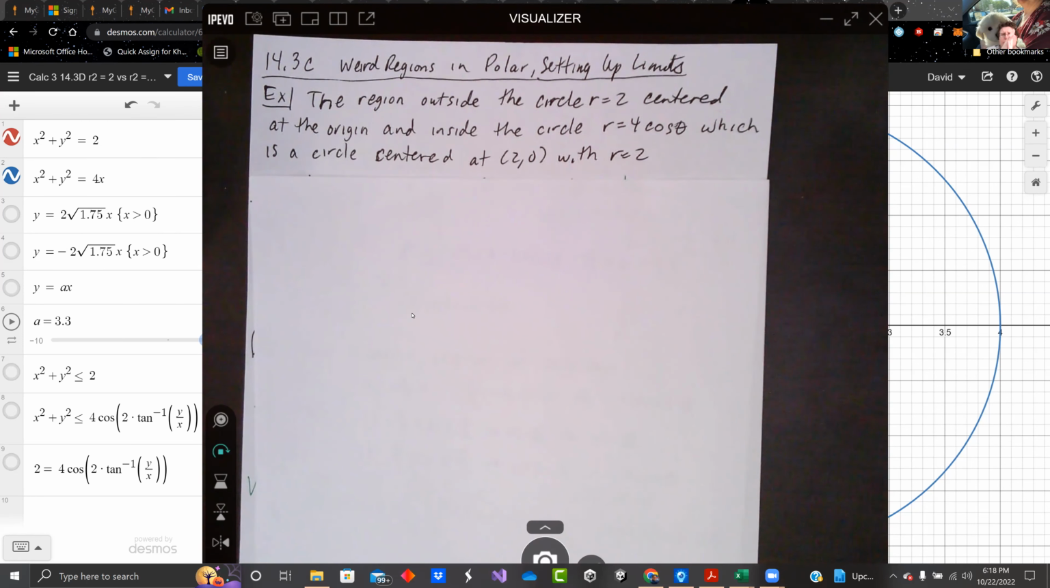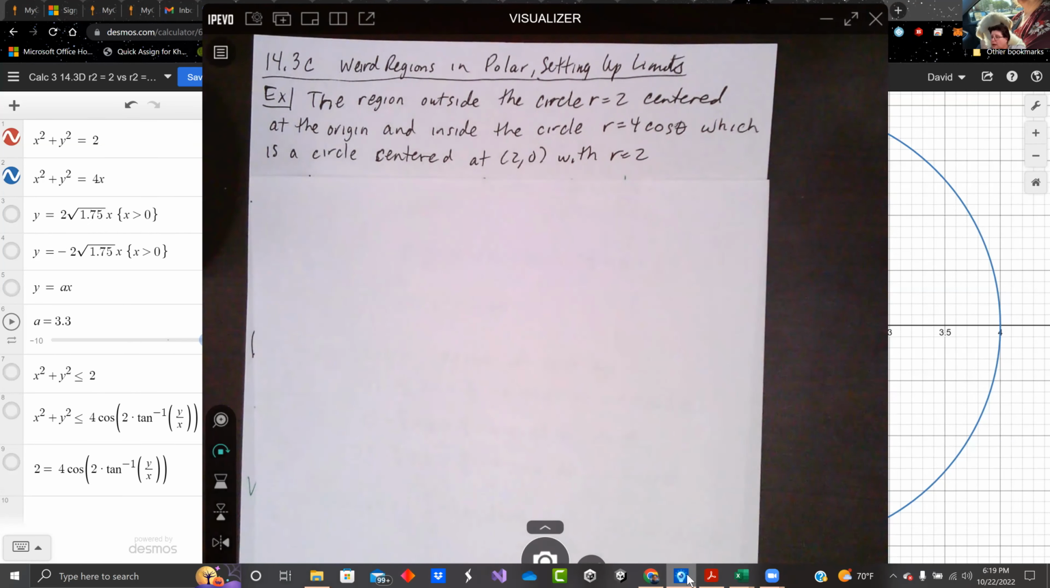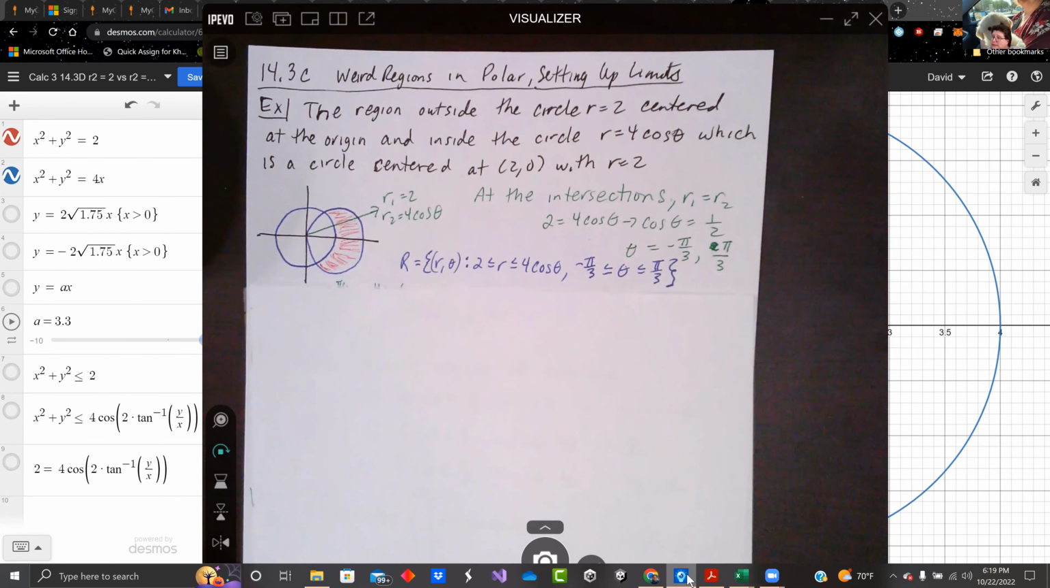So for this example, we're going to do a region outside the circle r equals 2, centered at the origin, and inside the circle r equals 4 cosine theta, which is a circle centered at (2, 0) with a radius of 2. I have a picture of it over here. And so we are looking at this region between the red line and this blue line over here. And I drew that here.